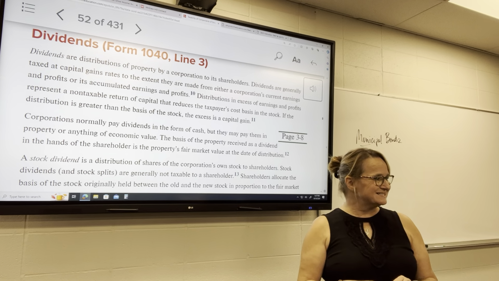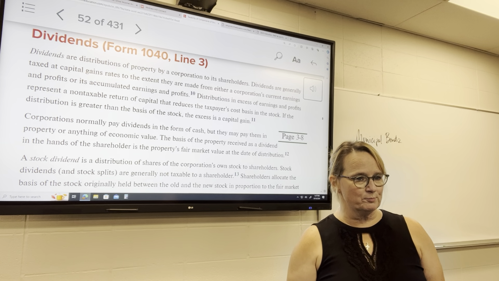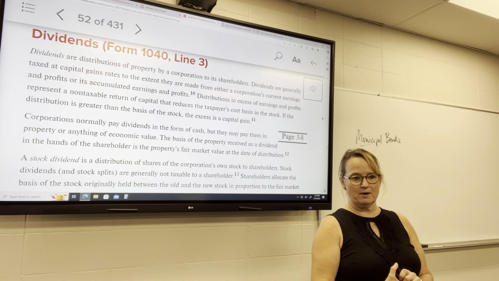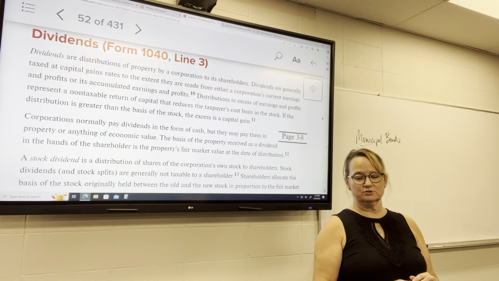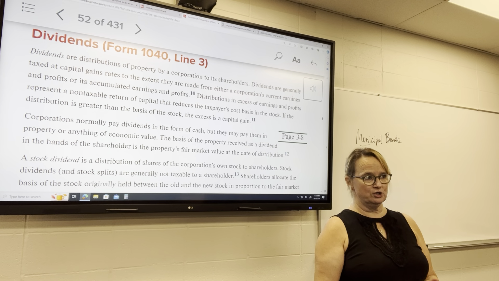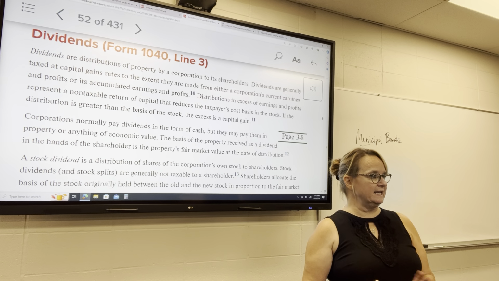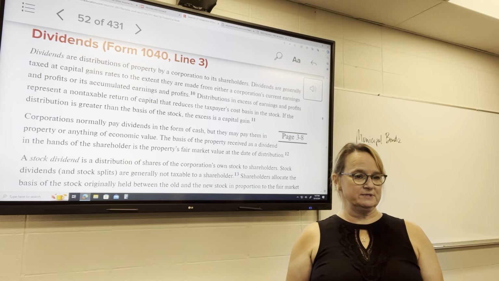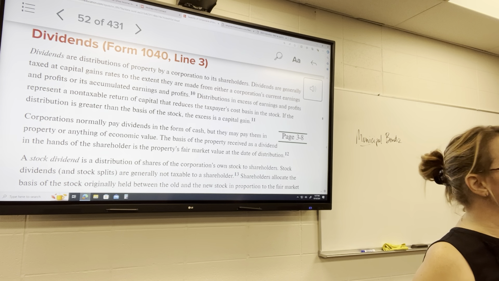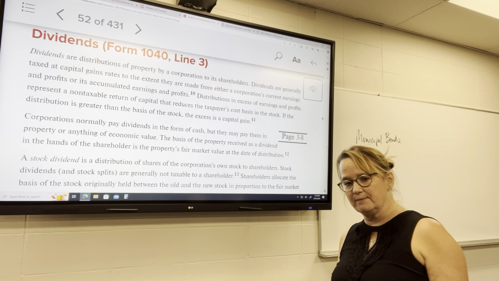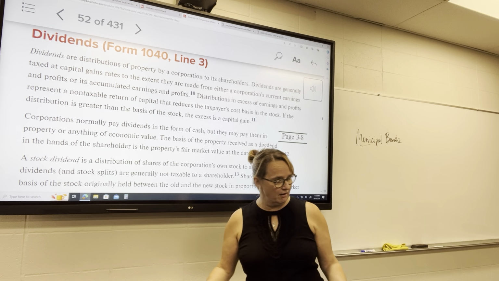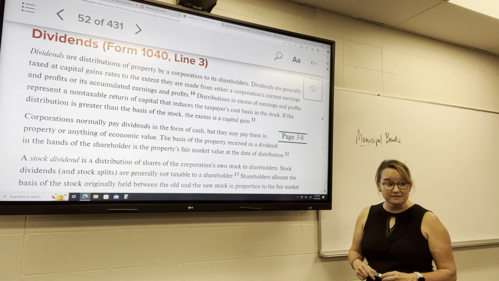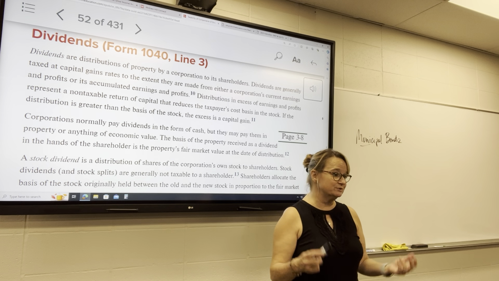Dividends are not deductible for corporations. They don't get any tax benefit from paying dividends to their shareholders. What they get is goodwill and hopefully a reputation that they will pay dividends, and so more people will invest in their company. But they don't get any type of write-off for paying those dividends. And the dividends are taxable to the taxpayer.